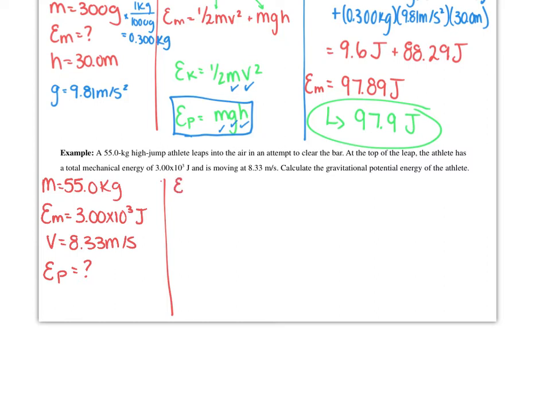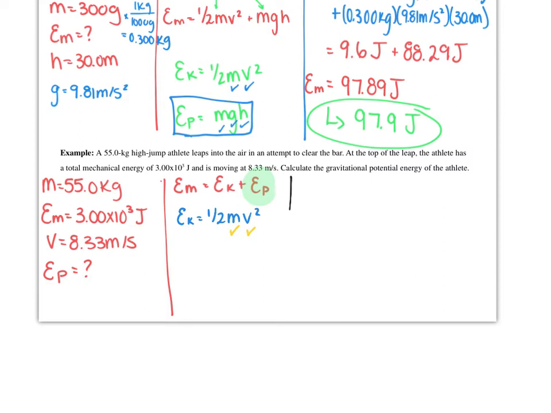So let's write out our formula. EM is equal to EK plus EP. And we are looking to solve for EP in this case. So I need to expand EK. We know that EK was equal to 1/2 mv squared. Therefore, we can solve this because we have a mass in kilograms and we have a speed in meters per second. So why don't we break this down into steps for this question and solve for our final answer.